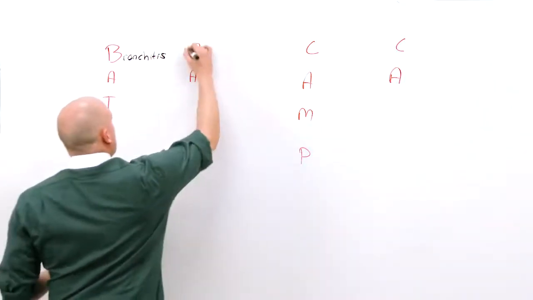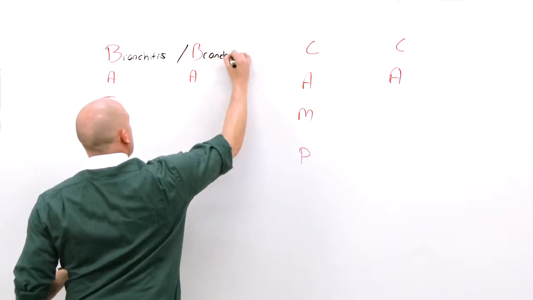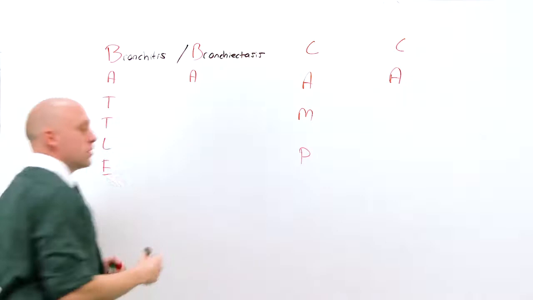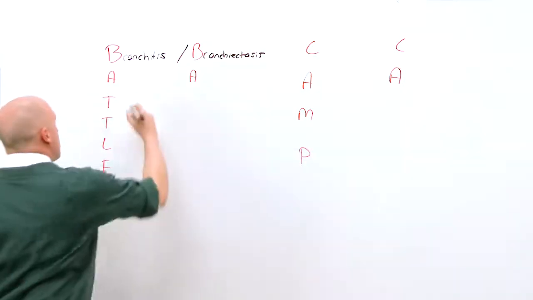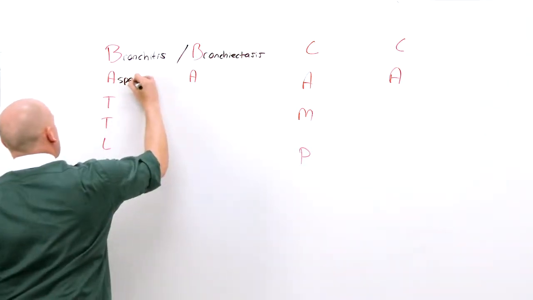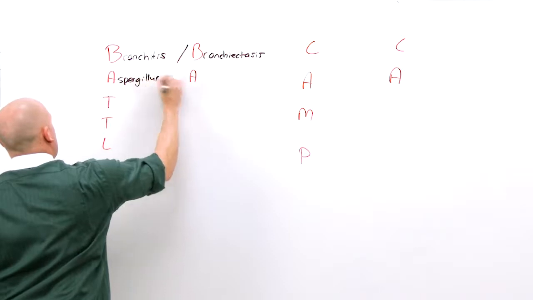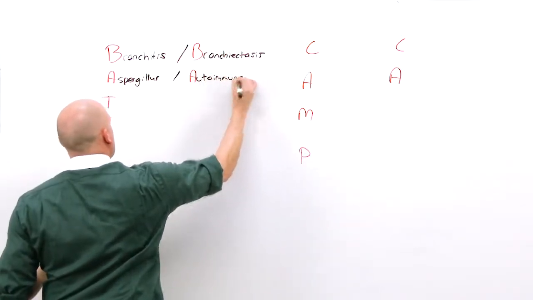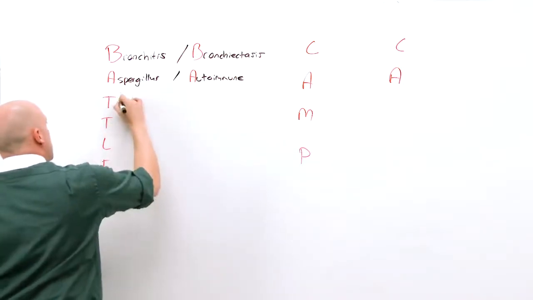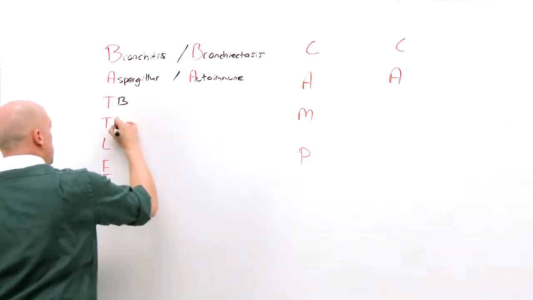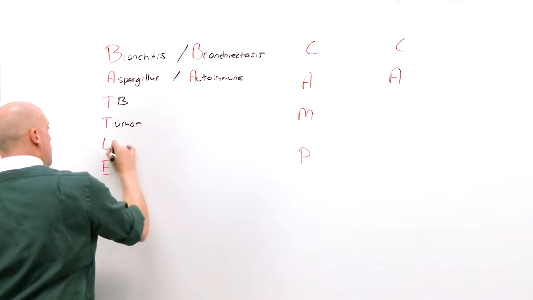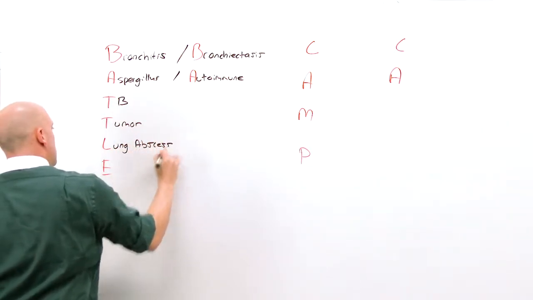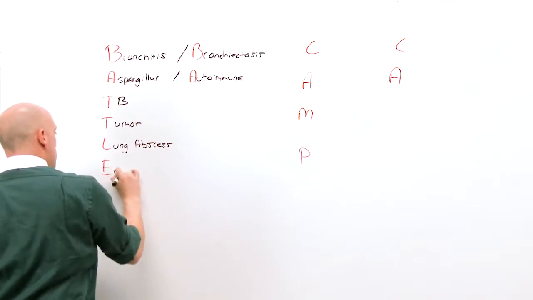This goes along with bronchiectasis. With bronchiectasis, you're much more likely to have hemoptysis. A is for aspergillus and autoimmune. T is for TB, a tumor, lung abscess, and E is for embolism.